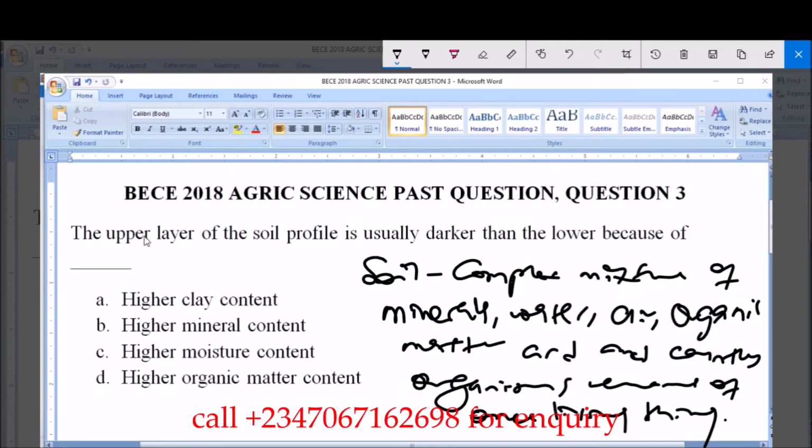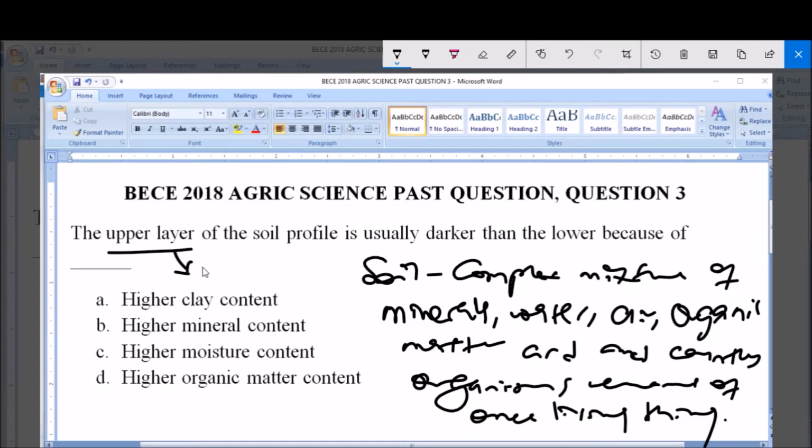But the question here is asking us about the upper layer of the soil. And this upper layer of the soil is also known as the humus or organic layer. Now, this upper layer is actually darker than the lower layers because of the higher organic matter content.